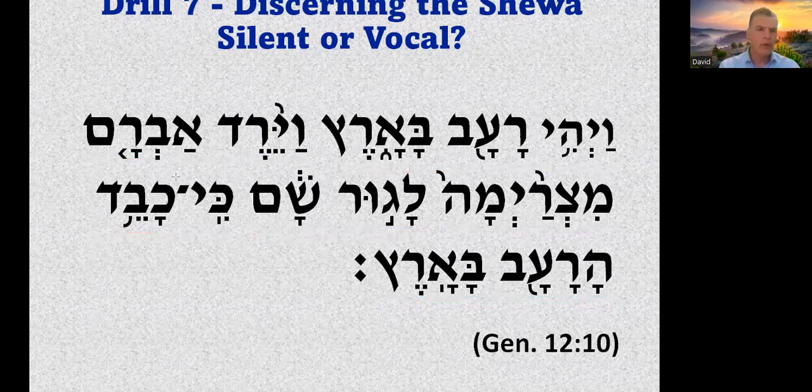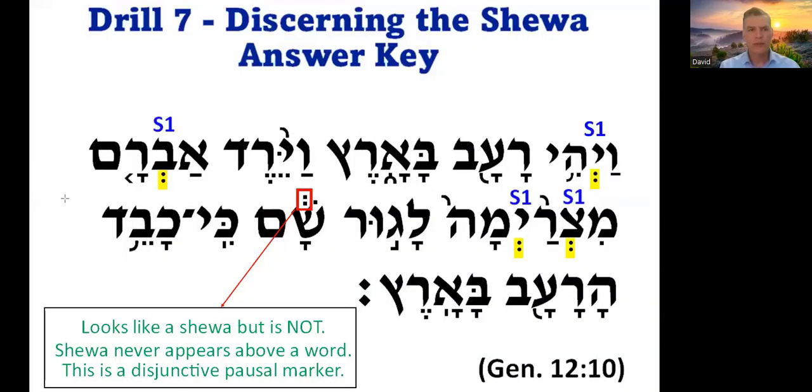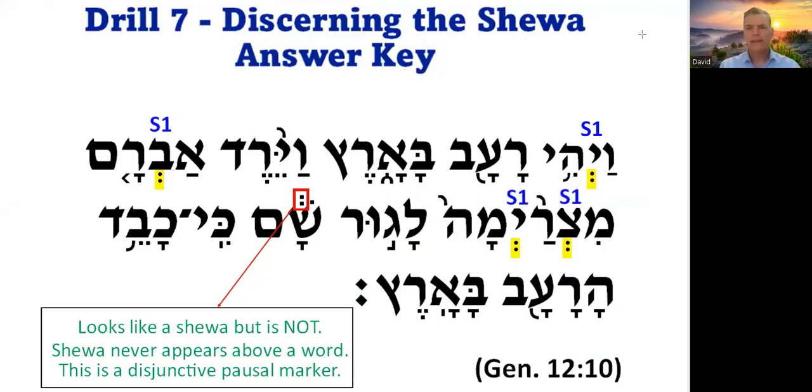I'm going to dive into our Shewa lesson at this point, and I think the best way is just to really show you the answer key, as opposed to taking lots of time and doing this incrementally, just one Shewa at a time. There aren't many Shewas in this passage to begin with, so here's the answer key. Let's go ahead and count the Shewas.